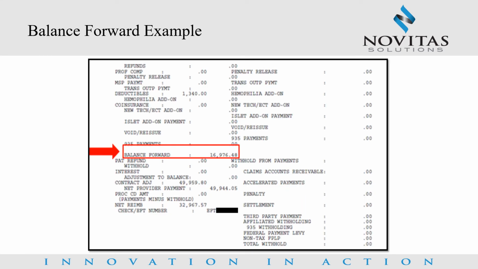Balance forward example. This example demonstrates how a balance that carried forward is reported on the remittance advice. Keep in mind, if there is not enough revenue to satisfy the amount due, the balance will carry forward to the next remittance advice.